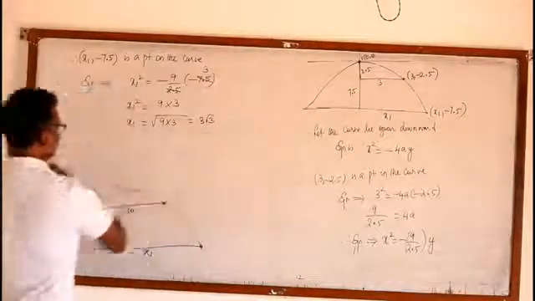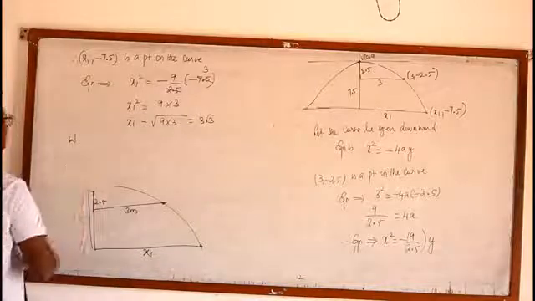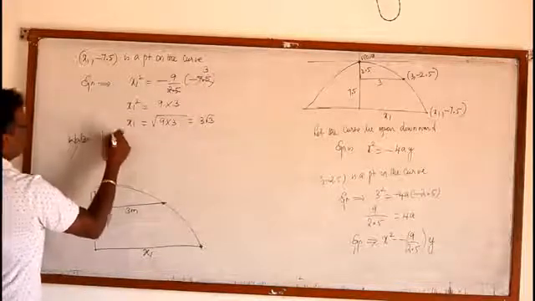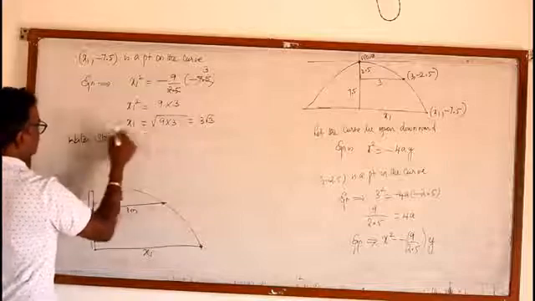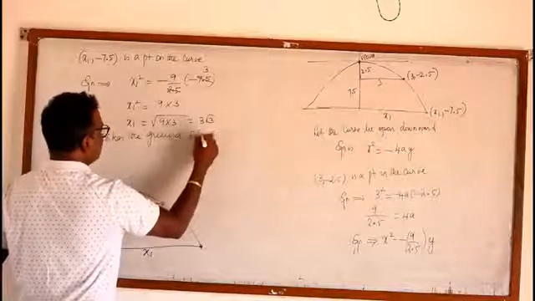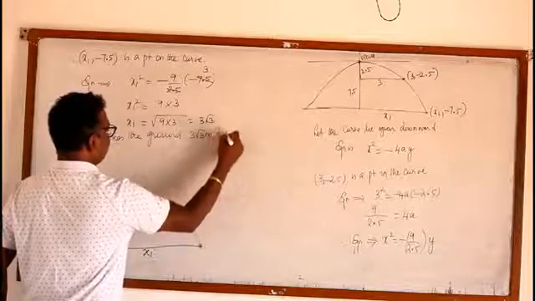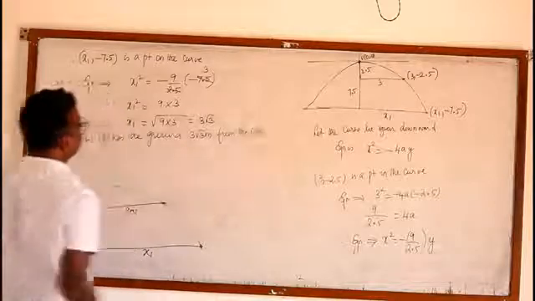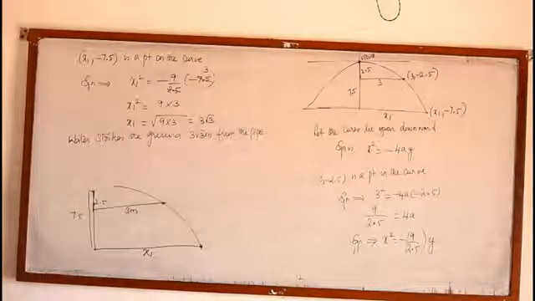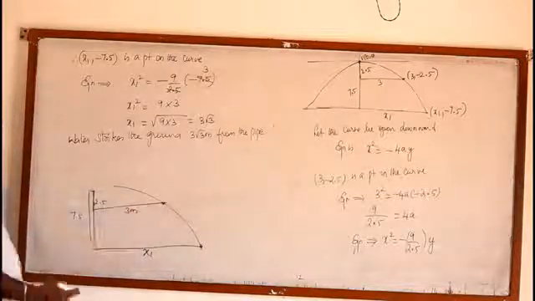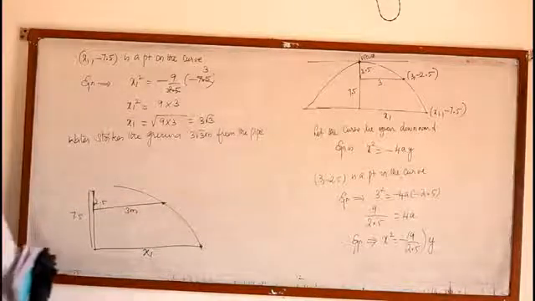Therefore, water strikes the ground 3 root 3 meter from the pipe. So this is the length of this water from the pipe, which is striking the ground. So with that, this problem is over.